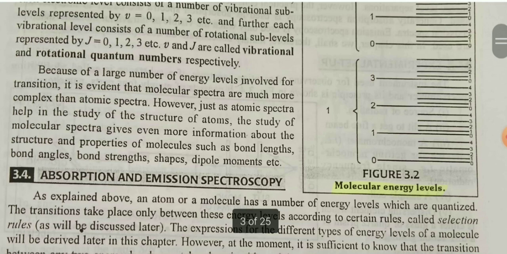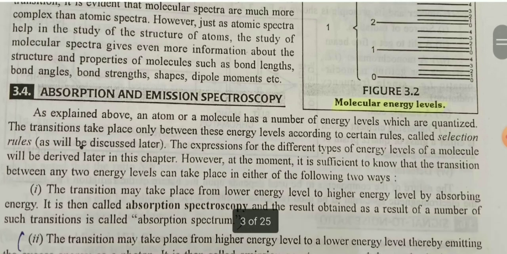Because of a large number of energy levels involved for transition, it is evident that molecular spectra are much more complex than atomic spectra. However, just as atomic spectra help in the study of the structure of atoms, the study of molecular spectra gives even more information about the structure and properties of molecules such as bond lengths, bond angles, bond strengths, shapes, dipole moments, etc.